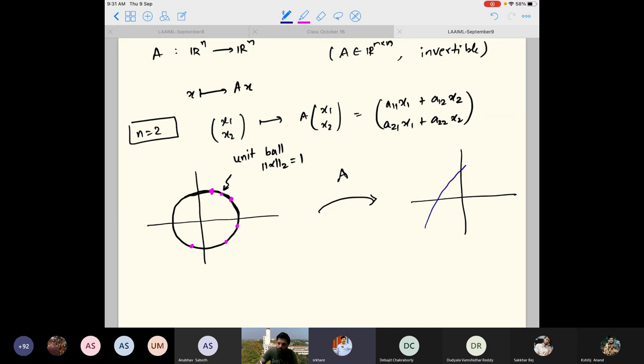So this circle under A actually gets mapped to an ellipse. This circle gets mapped to an ellipse, and this ellipse is a very, very interesting ellipse. So this is the ellipse to which this circle gets mapped. So the first question that you can ask is, why will it get mapped to an ellipse? Can anybody tell why?